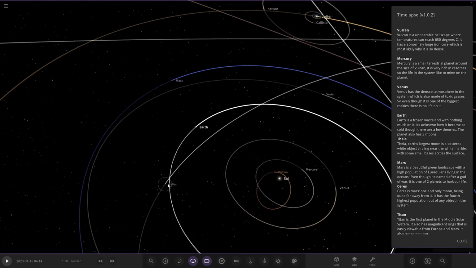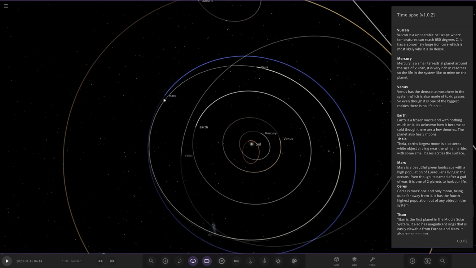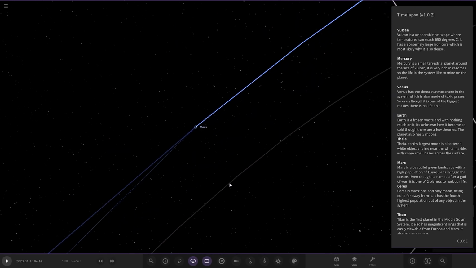So we have Pallas from the asteroid belt. That's chilling there as well. You can see that. Then Vesta. So that's closer than the orbit of Mars. And then we have the orbit of Mars itself. So, Mars.